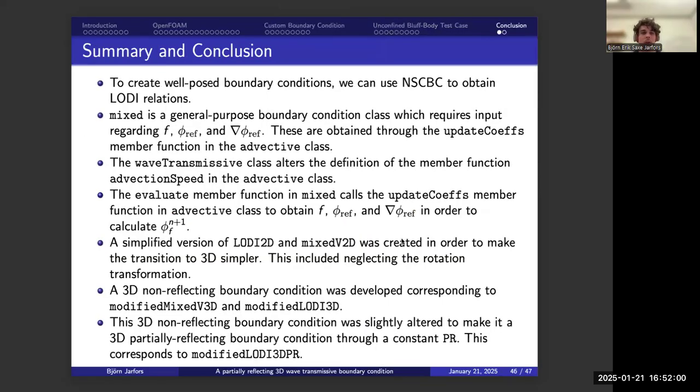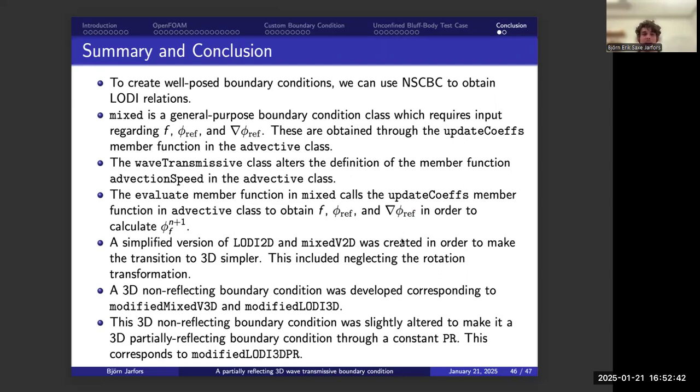But to summarize and conclude, what has been done is to create a well-posed boundary condition where we use the traditional Navier-Stokes characteristic boundary condition method to obtain Lodi relations. We identified the mixed as a general purpose boundary condition class, which requires input for the value fraction, reference value, and the reference gradient, which are obtained through the update coefs member function in the advective class. The wave transmissive class alters the definition of the member function advection speed in the advective class.